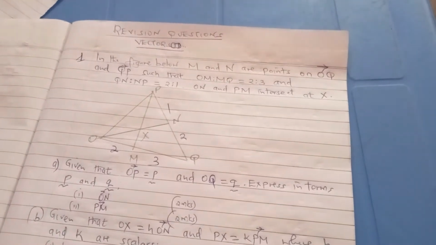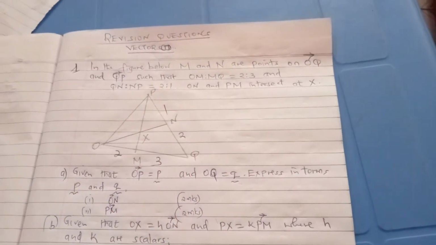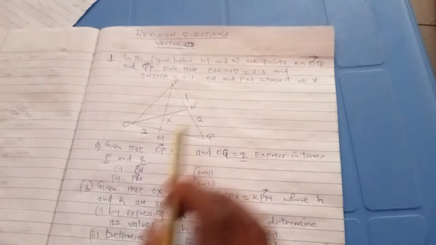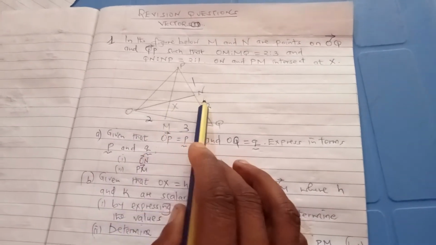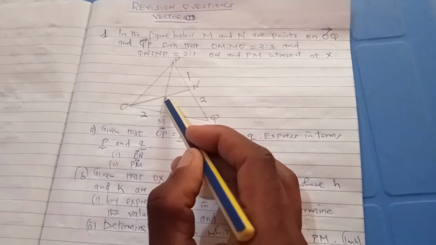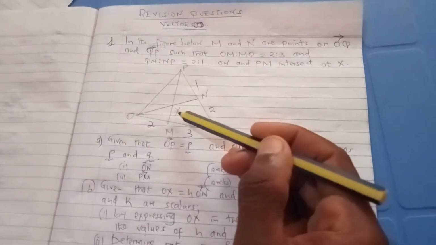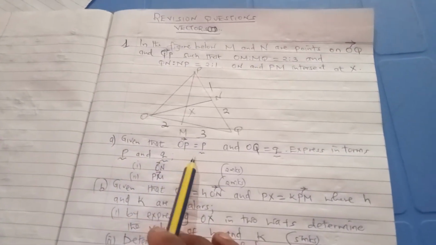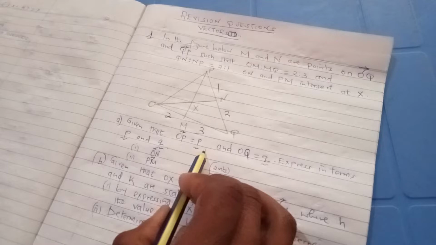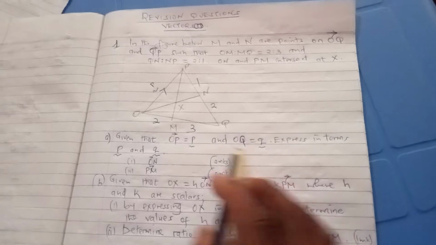So it is good that you indicate this in your diagram, so that when you will be solving the questions, you will not be having problems. You're told ON and PM intersect at X. This line here and this line intersect at X. You're told, given that, our first question A, given that OP is equal to p. We can indicate this by direction, OP, which is equal to p. And OQ is equal to q, small letter q.